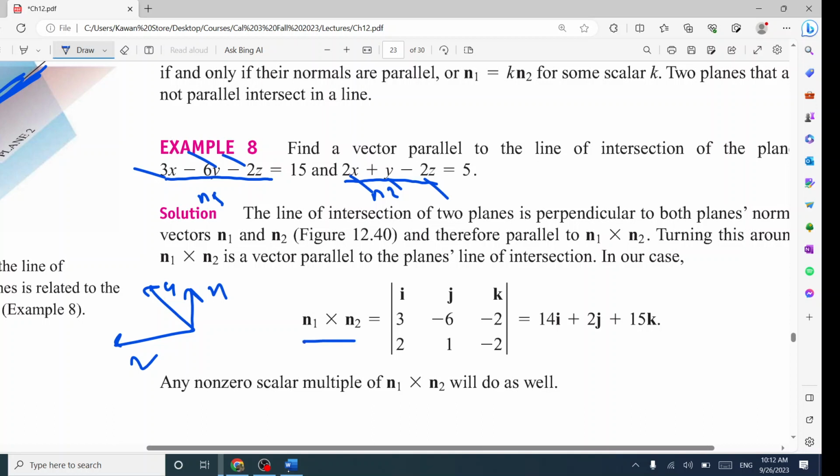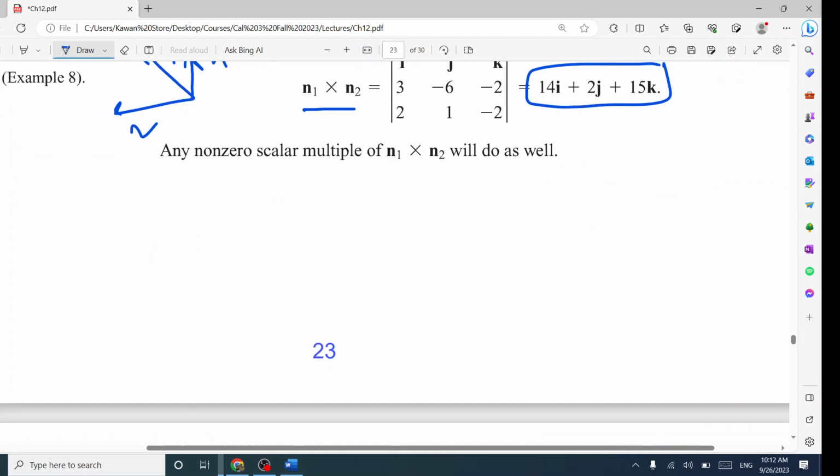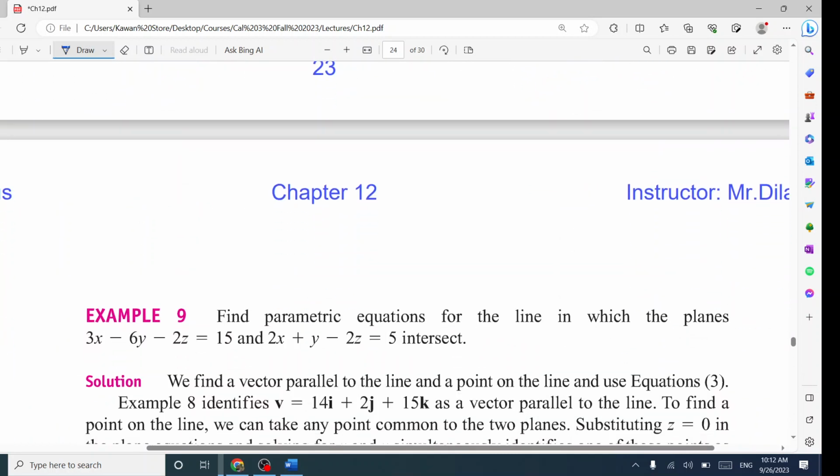Cross right, the 12.3 before. We talk about how to cross. Then you will get this vector. Do you have any question? You understand? Good. Now, example 9 depends on example 10.